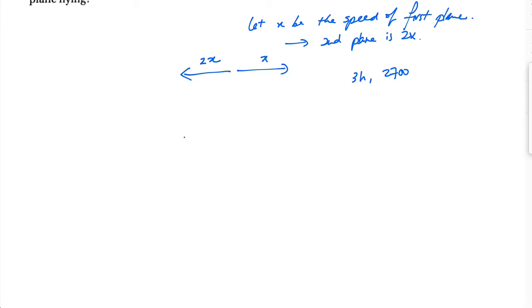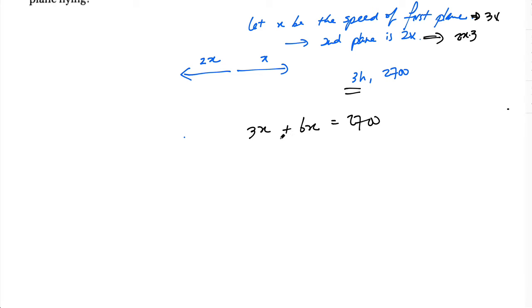The key thing here is we need to express the distance traveled by the first plane. Distance traveled by the first plane will be x times 3 hours, so 3x. Distance is always speed times time. We're given the time, so it's 2x times 3. So the total distance traveled in 3 hours is 3x plus 6x. This is given to be 2700.